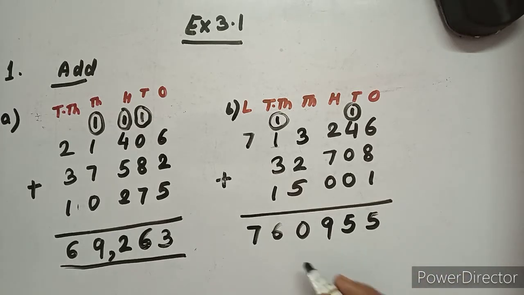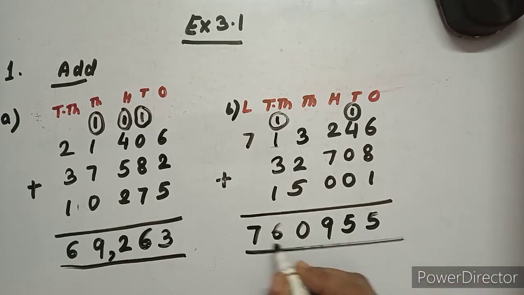Now just put the commas. See, I have put the commas. So it becomes 7,60,955. Number becomes 7,60,955. So this is how you have to add the given numbers. Okay. So we will move for the next problem, that is C and D.